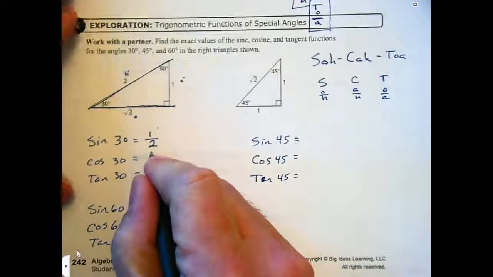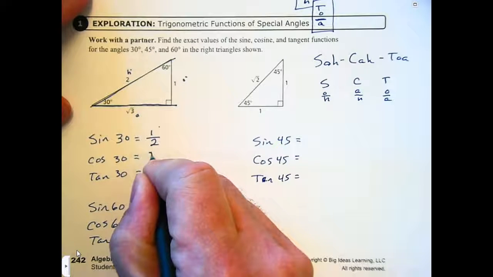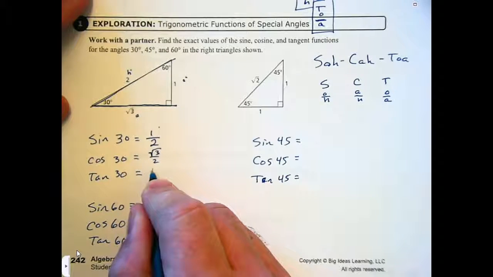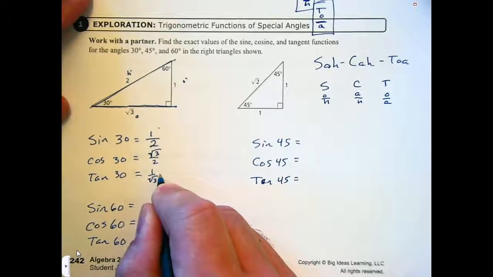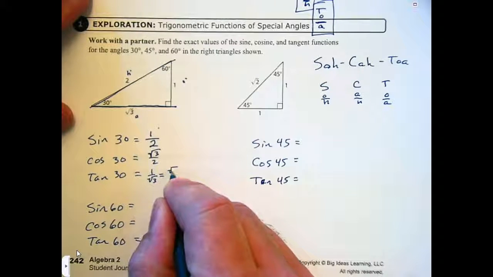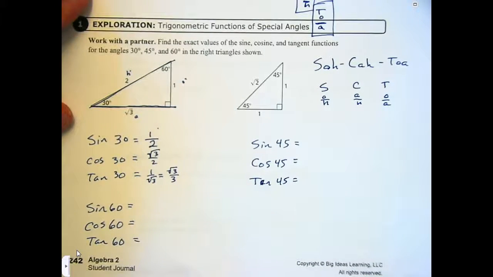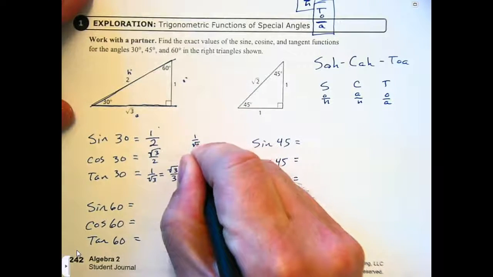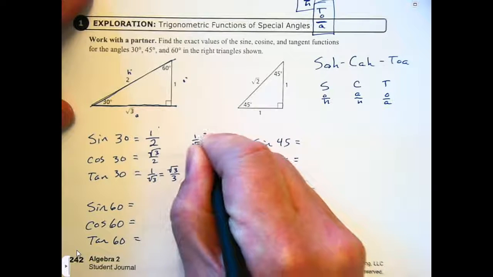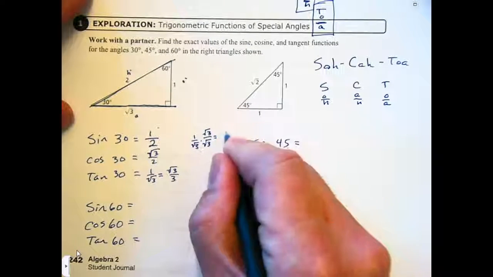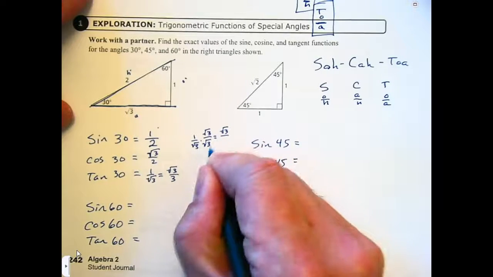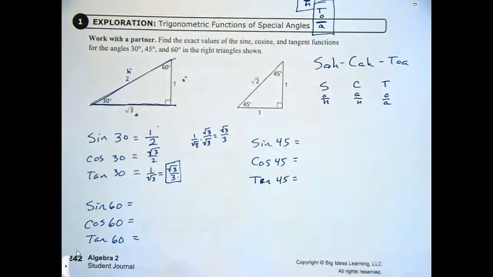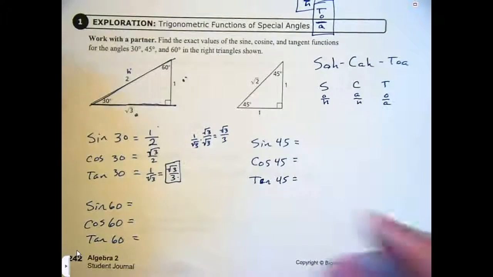All right. This one is what? Root 3 over 2. This one is? 1 over root 3. Can't leave a root in the denominator, so we call it root 3 over 3. For those of you who don't know how to do that, you'd do 1 over root 3 times root 3 over root 3. This is rationalizing your denominator. That gives you root 3 over root 9, which is 3. That's just an expectation that we know how to do that now.